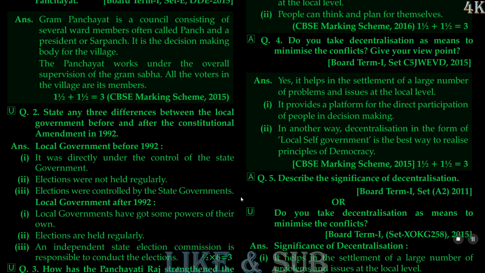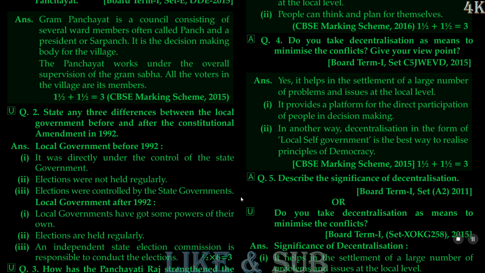Answer: Gram Panchayat is a council consisting of several ward members, often called Panch, and a President or Sarpanch. It is the decision-making body for the village. The Panchayat works under the overall supervision of the Gram Sabha. All the voters in the village are its members. 1/2 plus 1/2 equals 3, CBSE Marking Scheme, 2015.